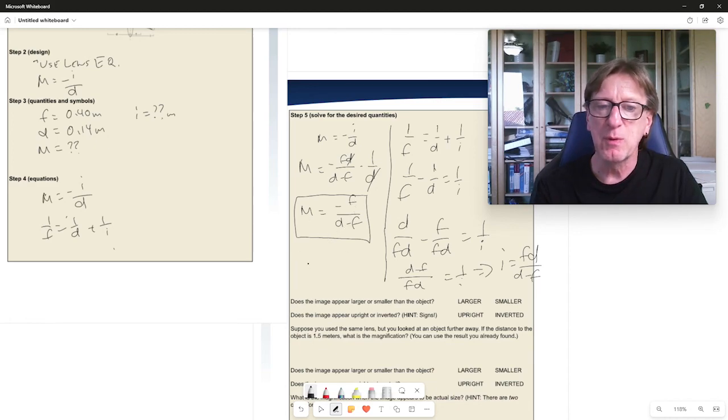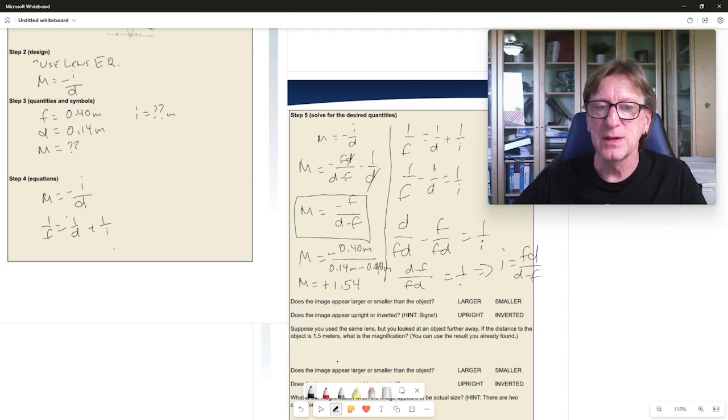All right, so now we've got what we want. We're going to plug in our numbers. So I get minus f, which is going to be 0.40 meters. This d is on the object side, so it's going to be positive. That's going to be 0.14 meters minus 0.40 meters. When you work that out, we're going to get a minus sign overall, but this is going to be negative in the bottom. And so the end result is I'm going to get a positive 1.54. Go through the work, see if you get the same thing.